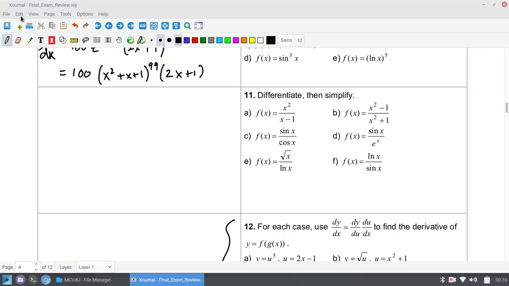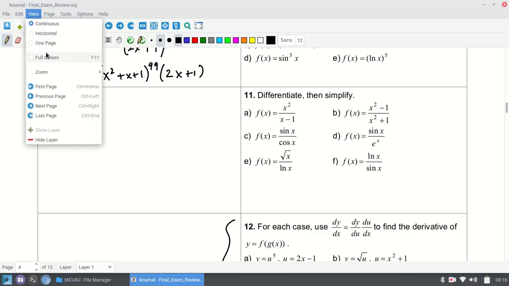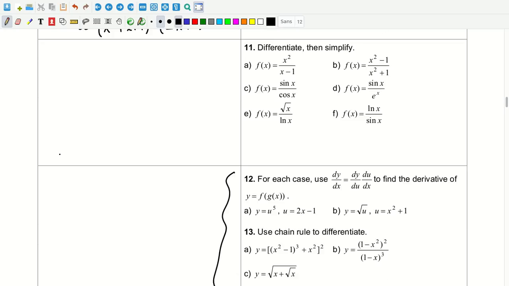I'm gonna continue doing derivatives today, and this is part of the exam review that I normally work on.